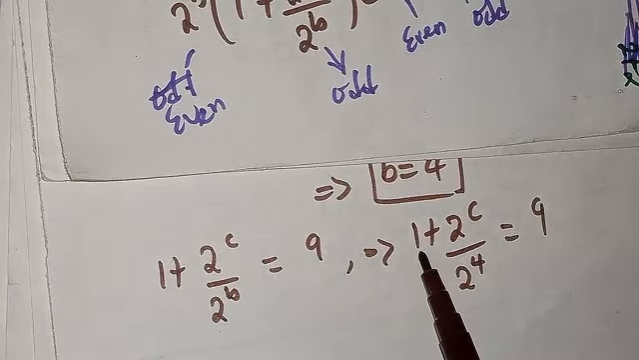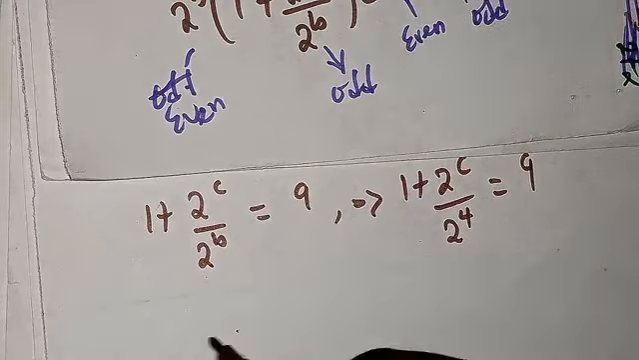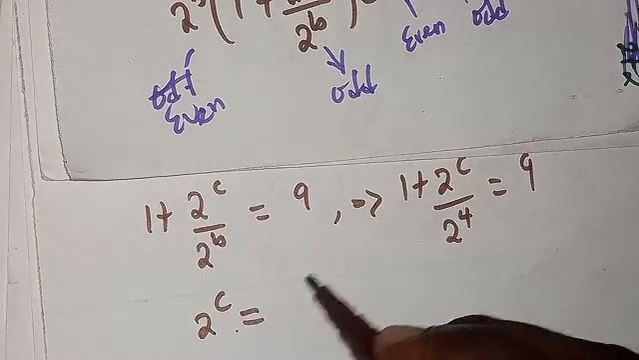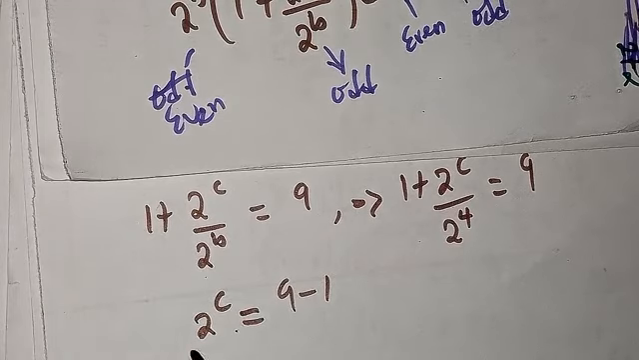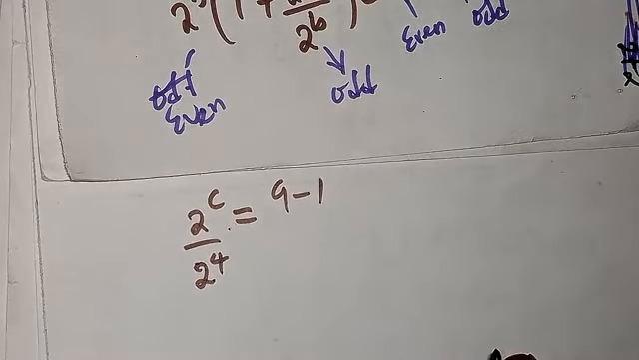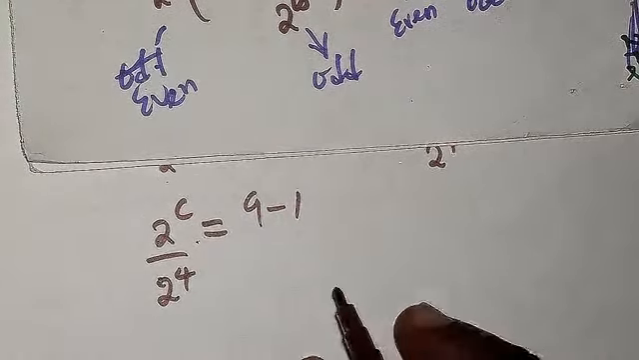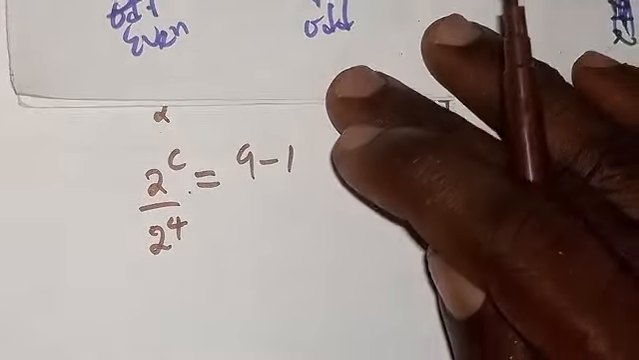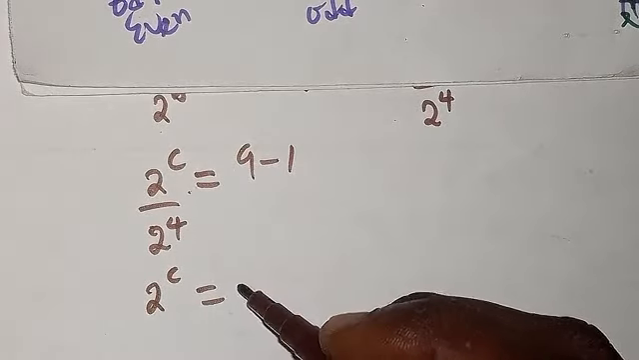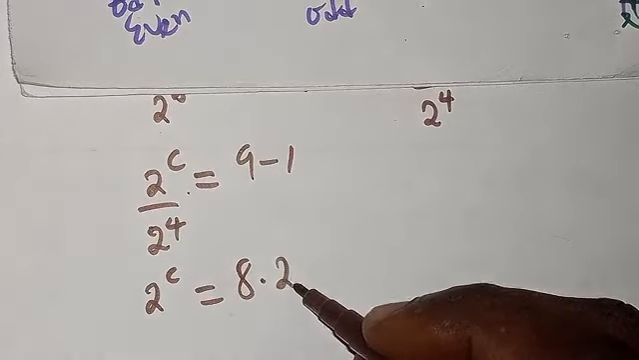So we transpose this one to the right hand side. So if we do that, we are going to see that we have 2 to the power c equals 9 minus 1 over 2 to the power 4. So now we have what? So from here, this is going to be 2^c, right, equals 9 minus 1, that will give us 8, then multiplying the 8 by 2 to the power 4.